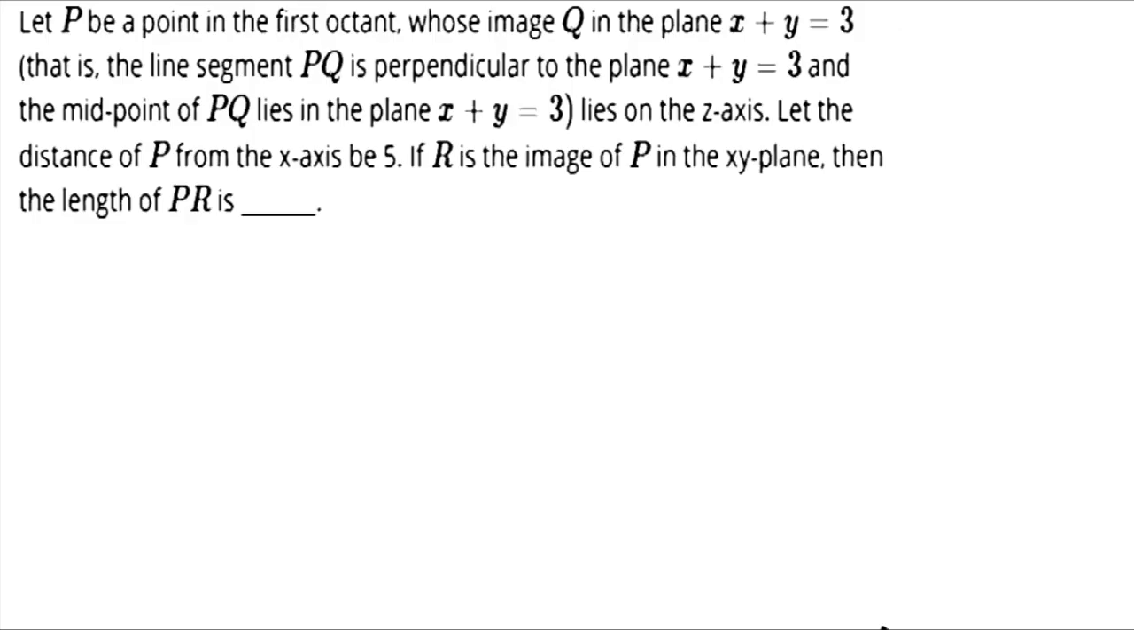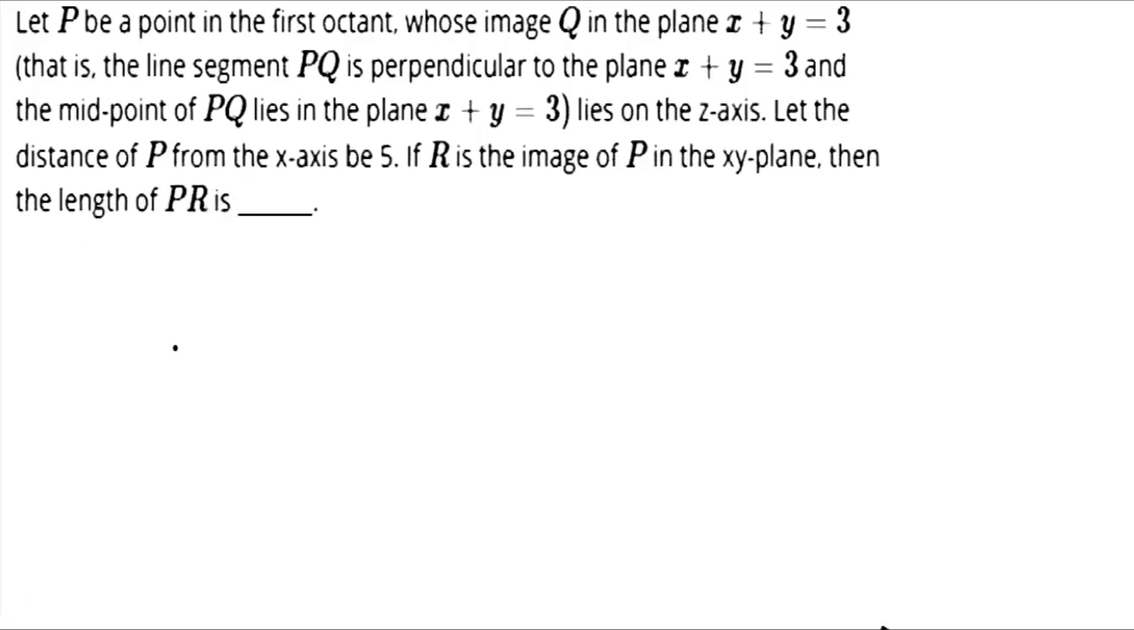Hello everyone, today we are going to discuss one more question. The question says that let P be the point in the first octant whose image Q in the plane x plus y equals 3, that is the line segment PQ is perpendicular to the plane x plus y equals 3 and the midpoint of PQ lies on the z axis. Let the distance of P from the x axis be 5. R be the image of P in the xy plane, then the length of PR is.